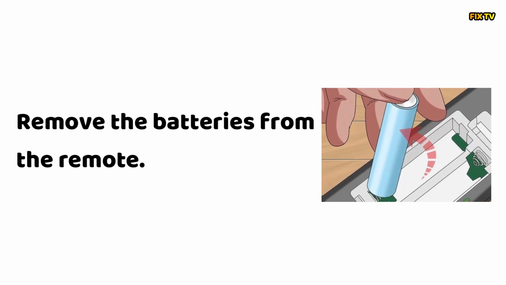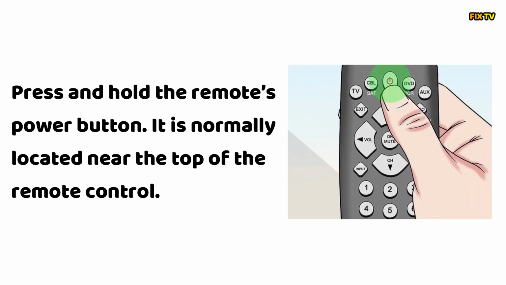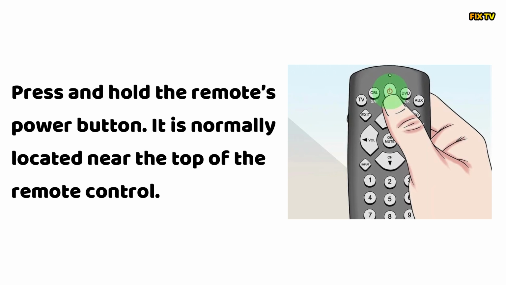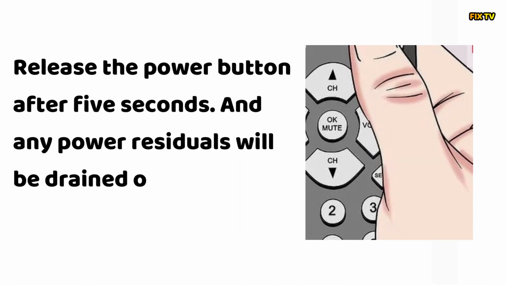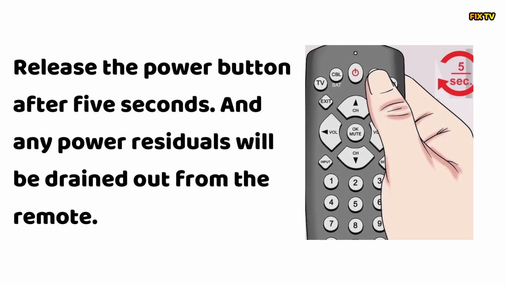Remove the batteries from the remote. Press and hold the remote's power button. It is normally located near the top of the remote control. Release the power button after 5 seconds, and any power residuals will be drained out from the remote.